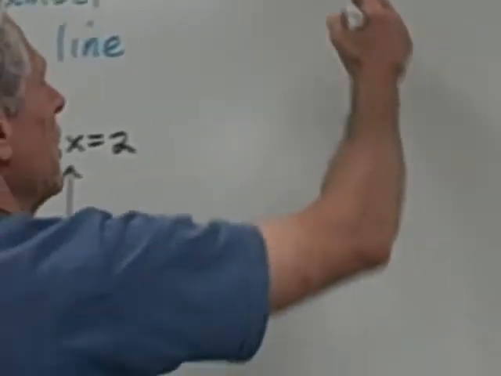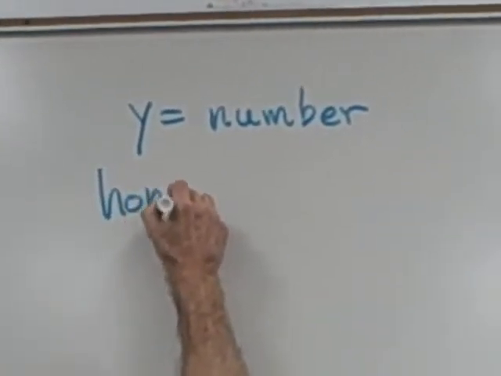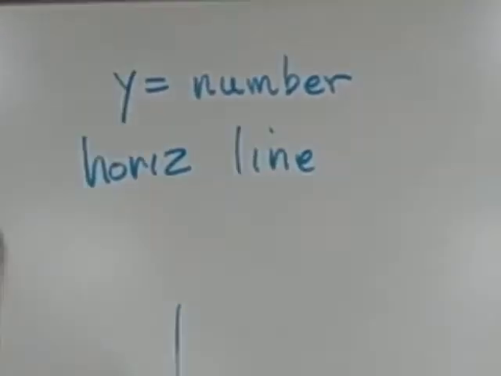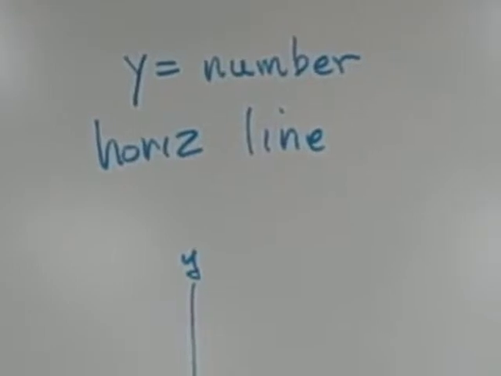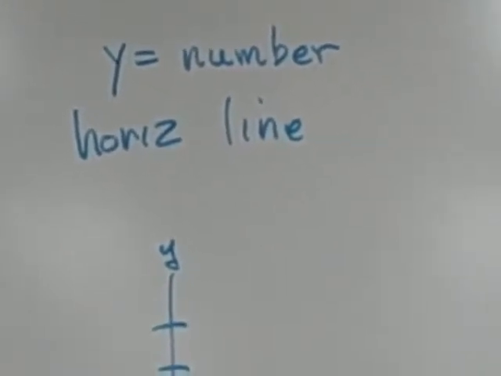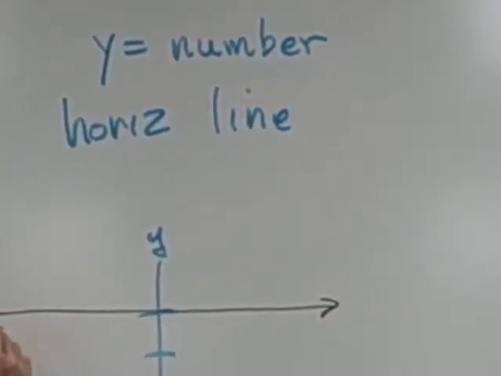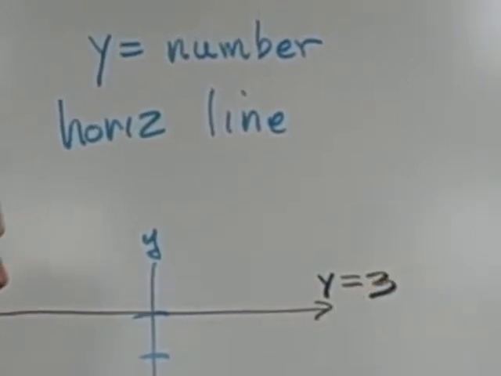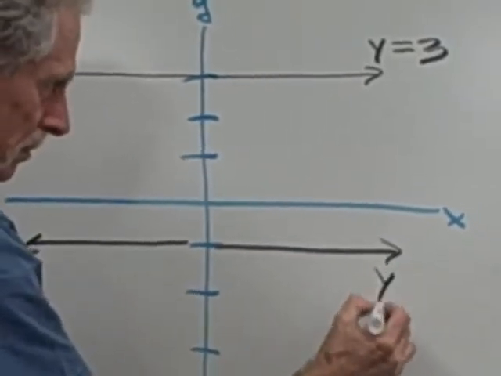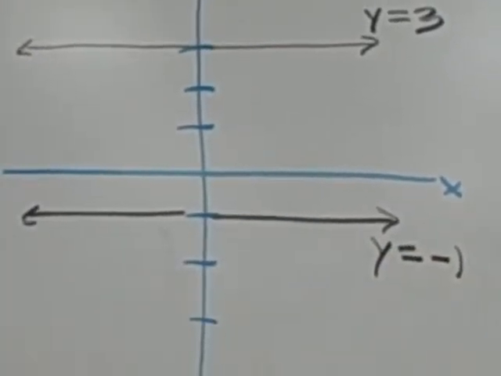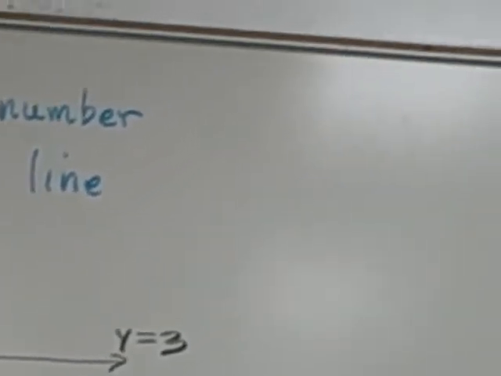Okay, what am I going to write next? Y is equal to a number is always a horizontal line. Let's do a couple of those here, y, x, right? Like this. The equation for this line is y is equal to what? 3. The equation for this line, for example, is y is equal to negative 1. So those are the two special cases. I'll give you a minute to get those down.